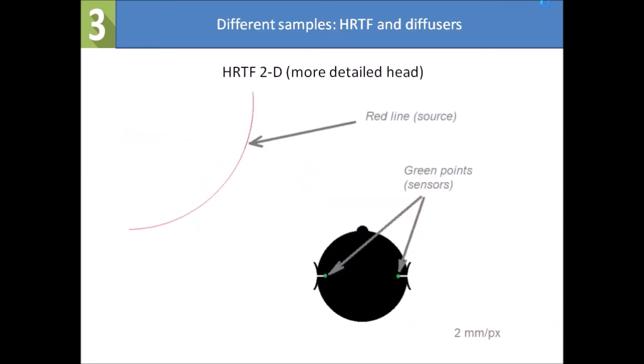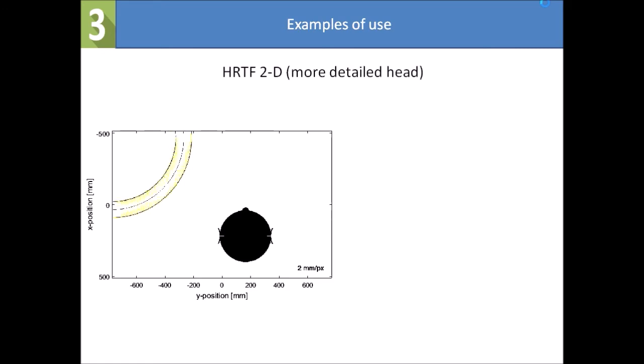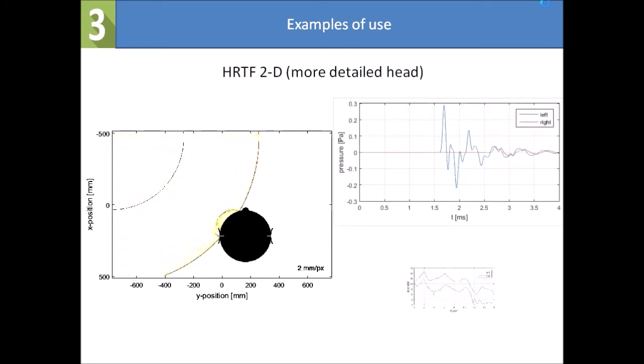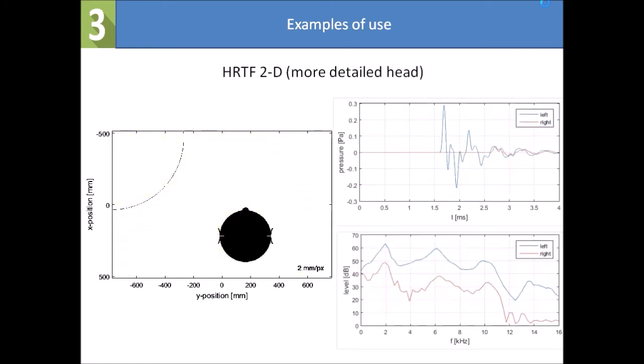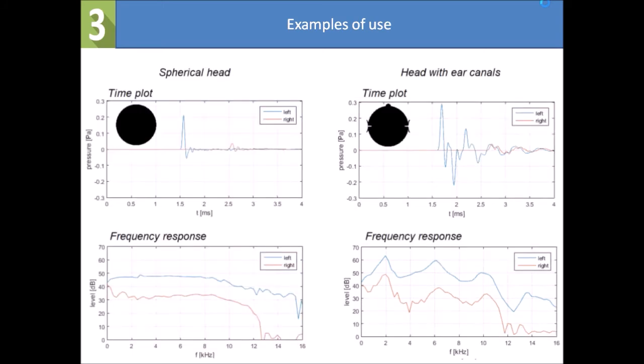Here's a new picture with some modifications. The reflection and diffraction patterns are quite similar, but the impulse responses and frequency responses of the new model are more complex. We can invite students again to try different dimensions of the ear canals or different shapes of the head, an oval one, for example.